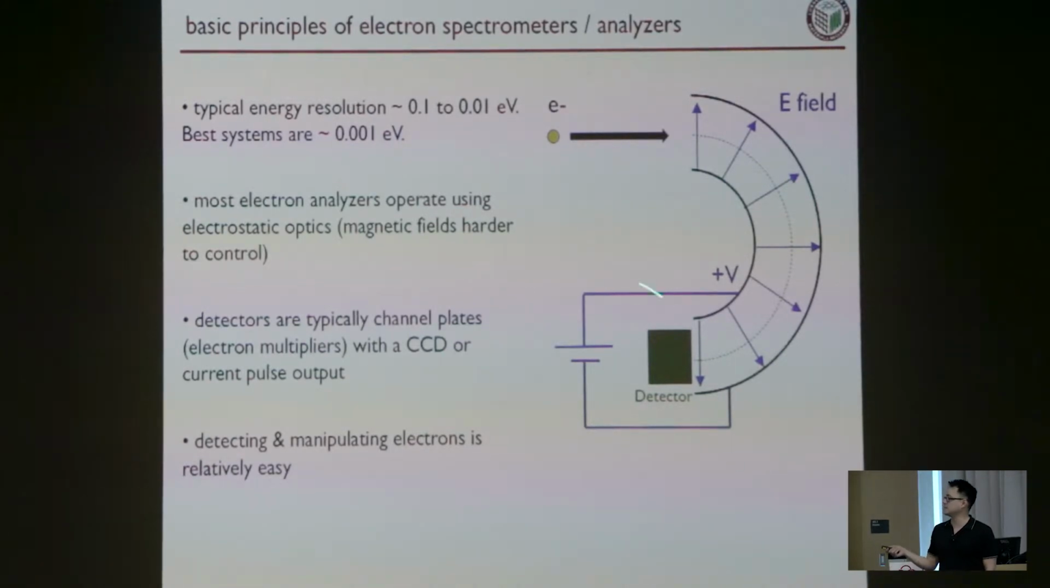And this thing is usually just some kind of channel plate, you know, channeltron, or in our case, we use some kind of multi-channel plate. And the thing is, measuring electrons is pretty easy, right? So we don't have to use any kind of exotic tools here.